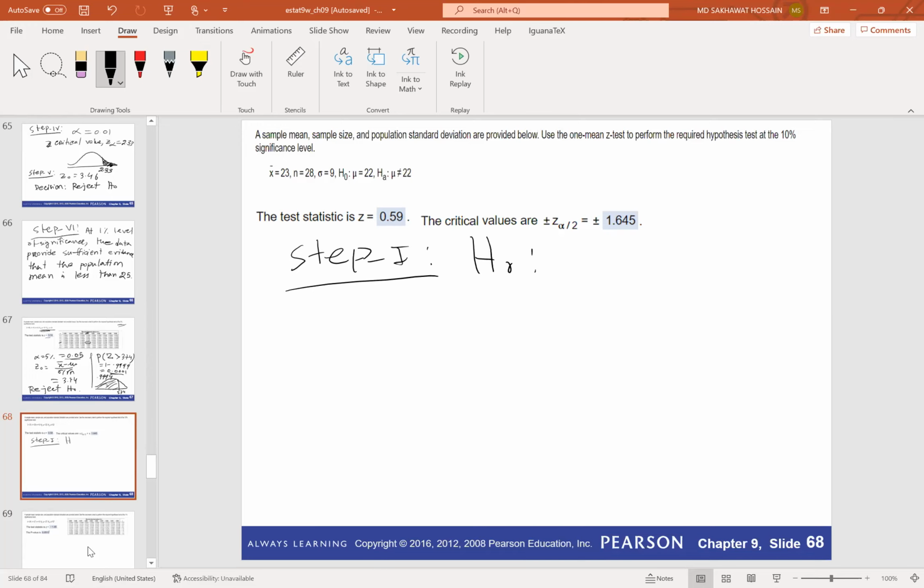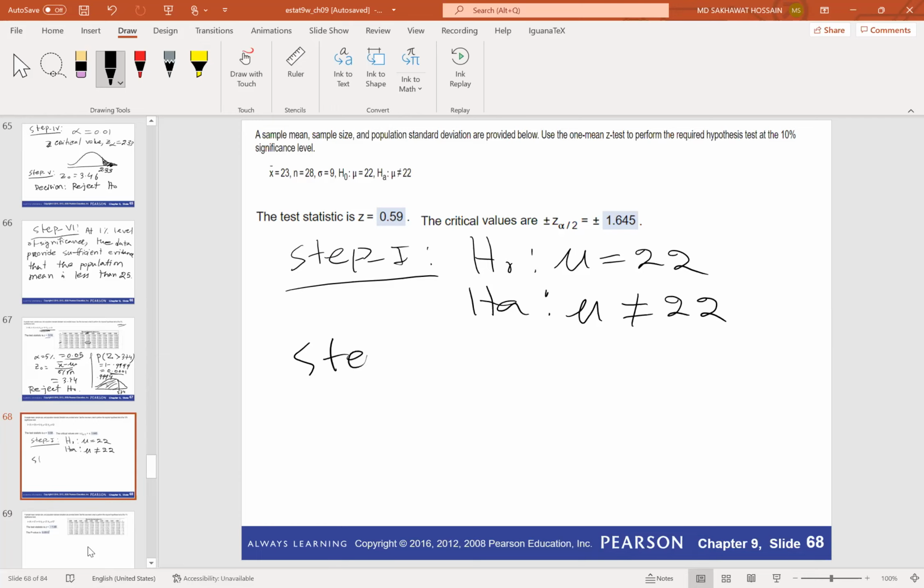Write the null hypothesis, which is mu equals 22, and the alternative is mu not equal to 22. So this is a two-tailed test. The alternative is that mu is different from a specific or particular value, 22. We want to test this. So that means this is a two-tailed test.